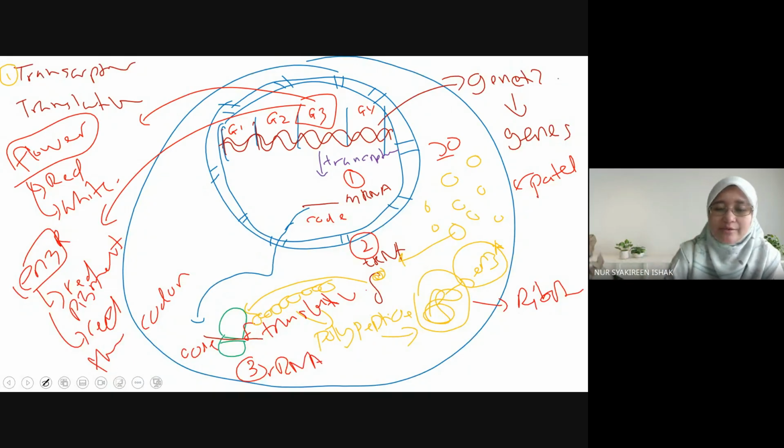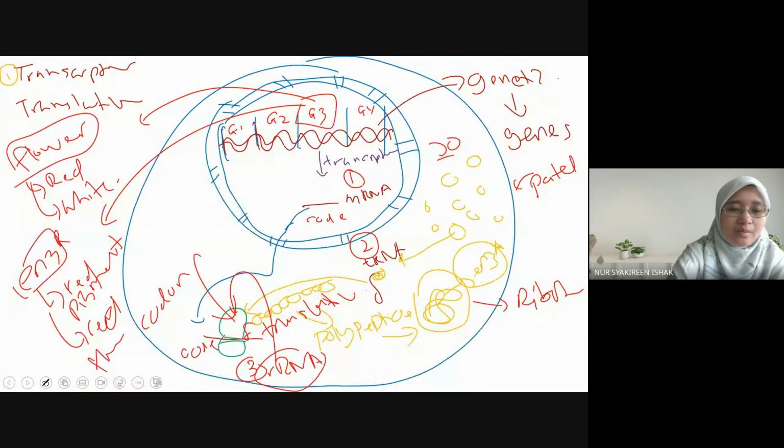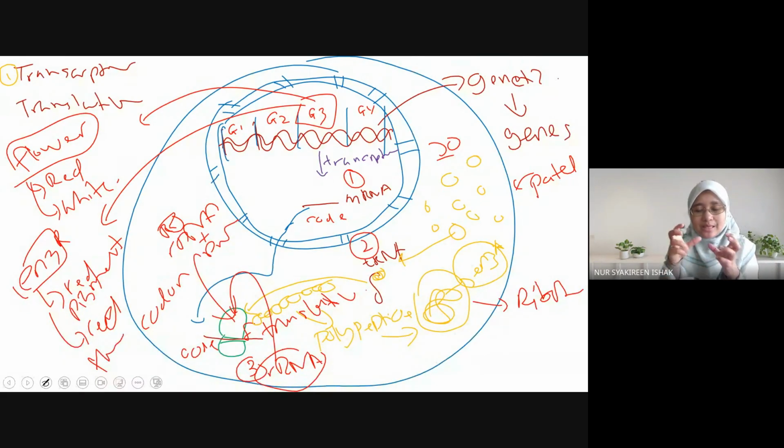ribosomal RNA. Ribosomal RNA is the component within the ribosome. Ribosome is made up of a combination of rRNA and also protein. Okay, that is the ribosome. So we know now there are 3 types of RNA: messenger RNA, tRNA, and also rRNA. Okay, so this is the overview of the relation between the DNA, the process of transcription and translation, leading to the synthesis of protein.